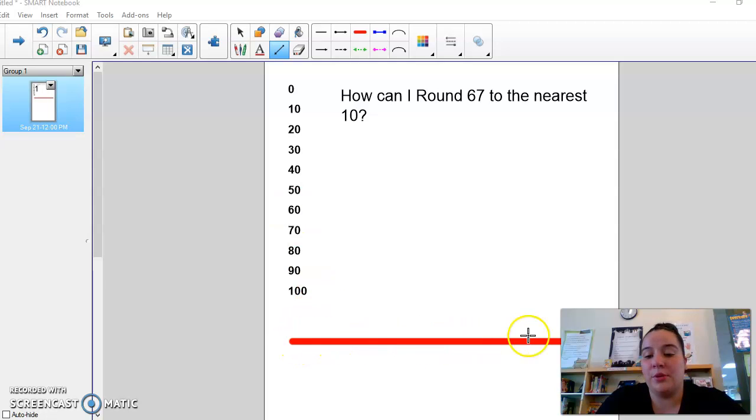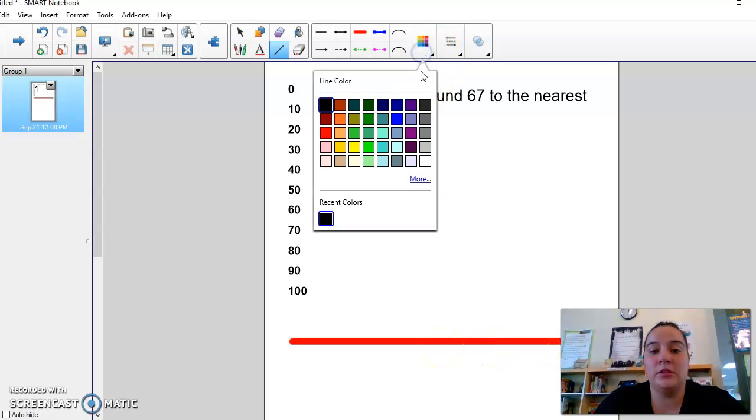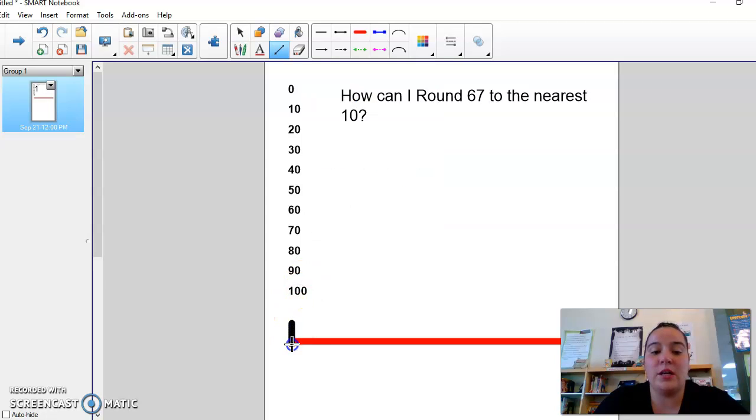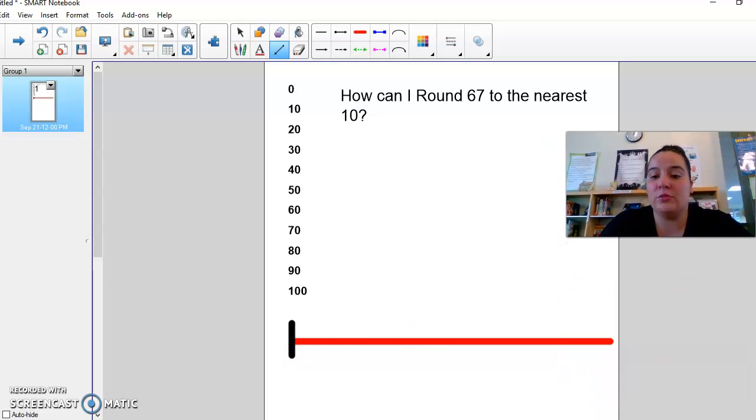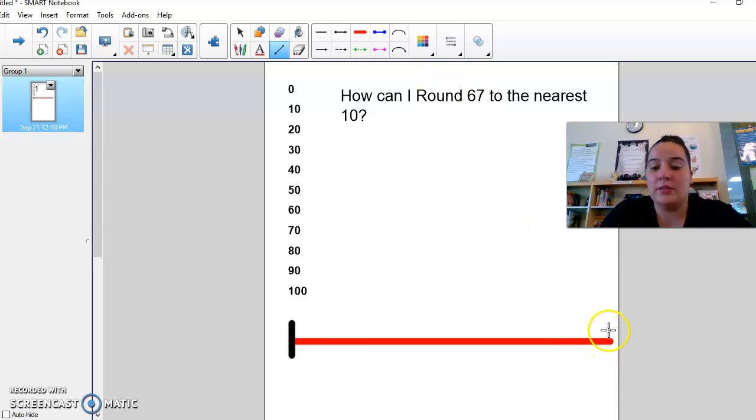So I've drawn my number line down here in red, okay? And I'm going to need a tick mark for a couple parts of my number line. So I'm going to need to have a tick mark at the start of my number line, and a tick mark at the other end of my number line, okay? These tick marks are going to be my starting tick mark and my end tick mark.